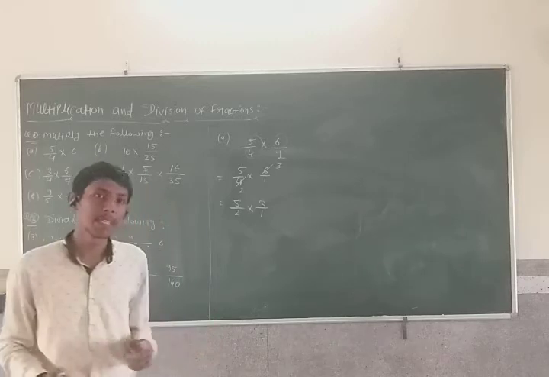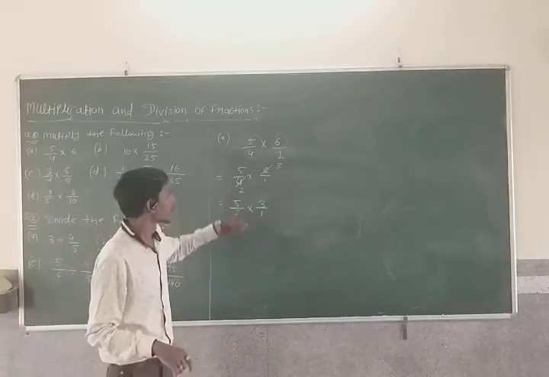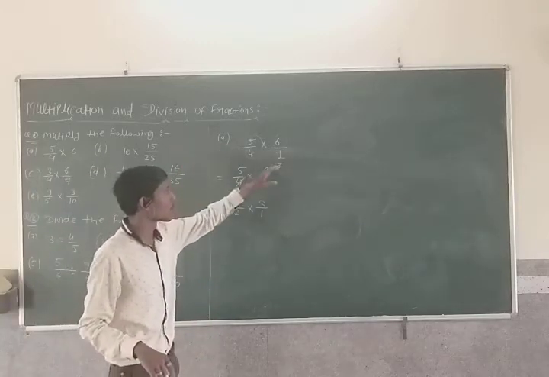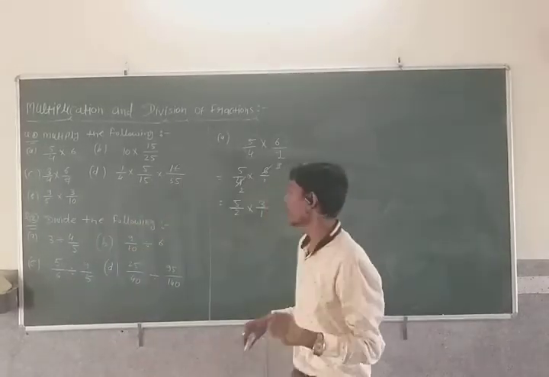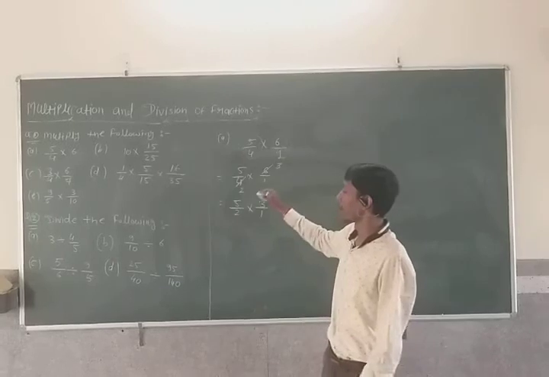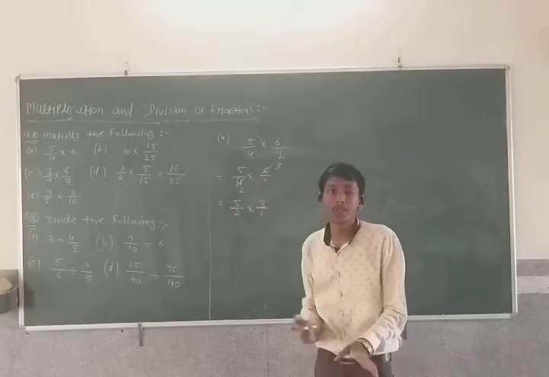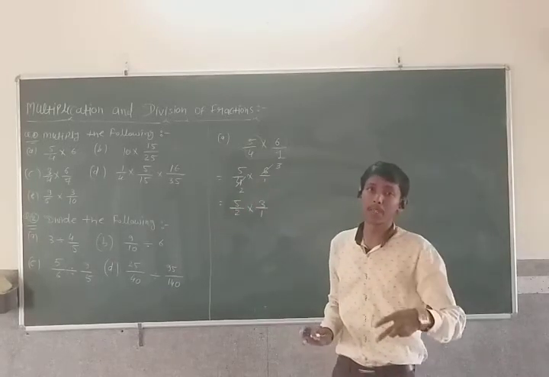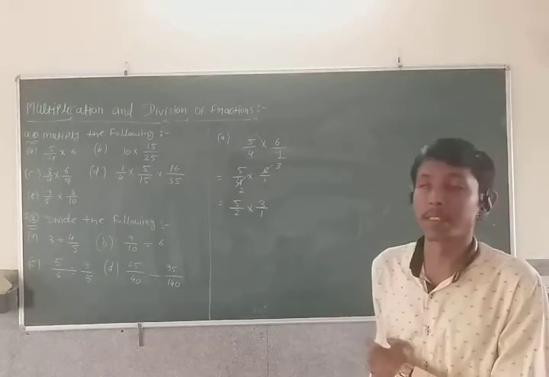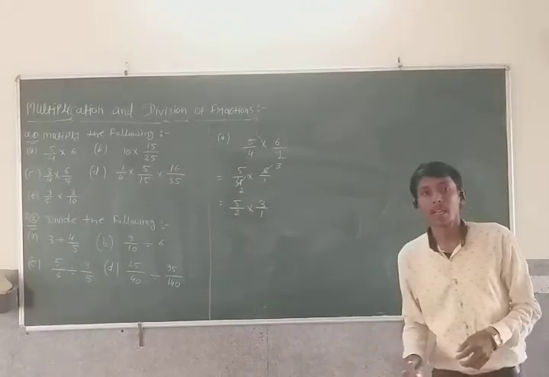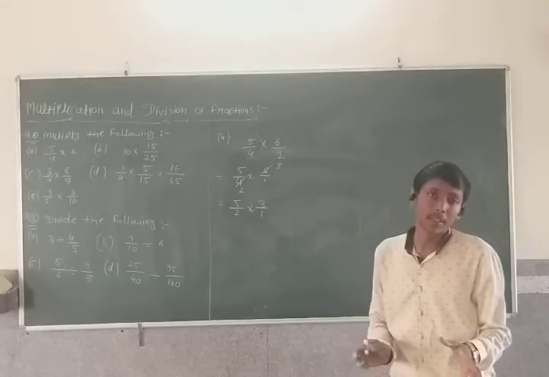But one thing we need to take care of is that both the numbers should be divisible by the same number only. We cannot do it like this: the first number divided by 3, the second number divided by 2. No. Both the numbers should be divisible by the same number.